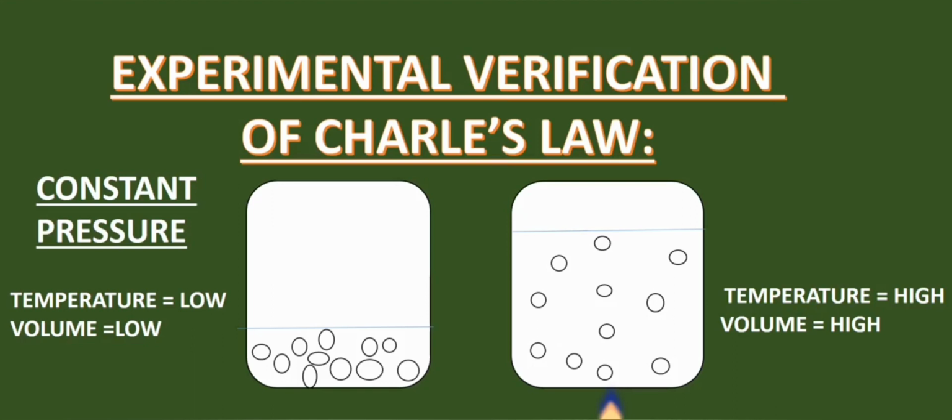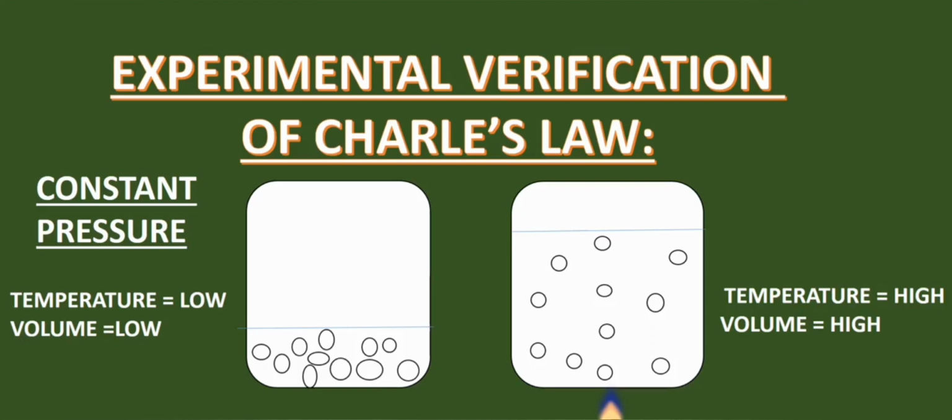Experimental verification of the Charles Law. Friends, as you can see here in a diagram, we have two cylinders with a movable piston. These cylinders are filled with gas, and here in both cases the pressure is kept constant. So what happens when there is a low temperature? Friends, let's discuss it.